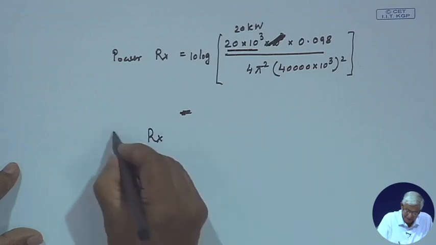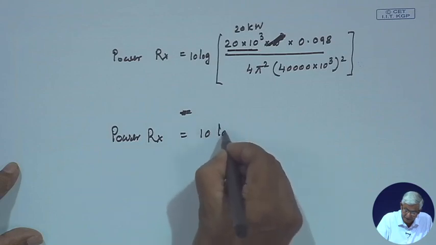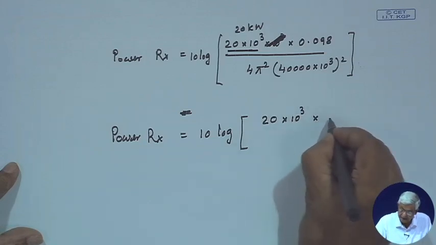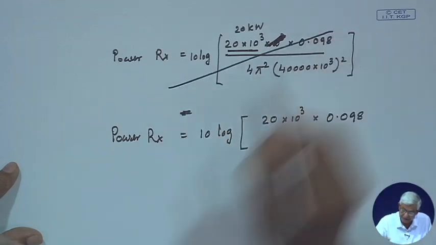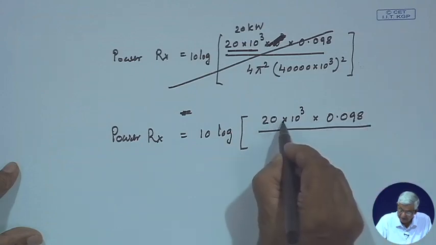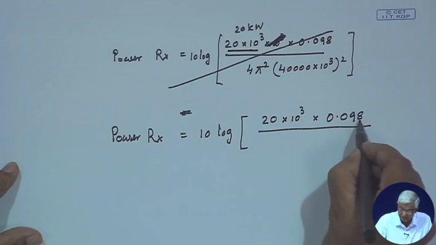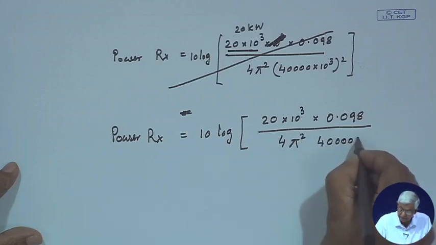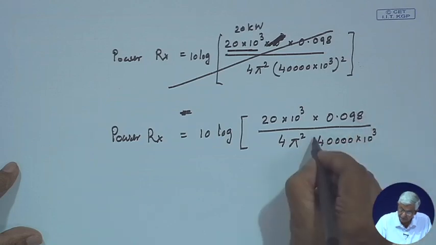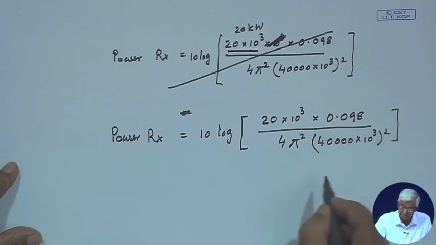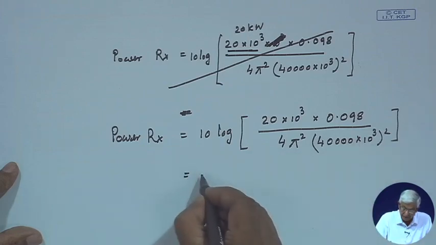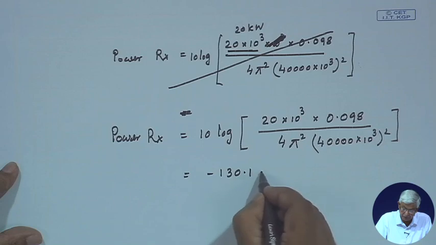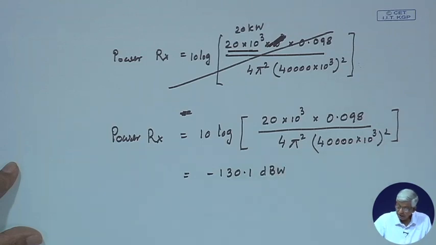So, the received power is 10 log of 20 kilowatt, 20 into 10 to the power 3 watt, multiplied by the aperture 0.098. This is the power transmitted in watt, and this is the aperture in square meter, divided by 4 pi r square. R is 40,000 kilometer, and we have to convert this into meter. Now, if we do this 10 log, this is in watt, so it will come in dBW. It will come out to be minus 130.1 dBW.